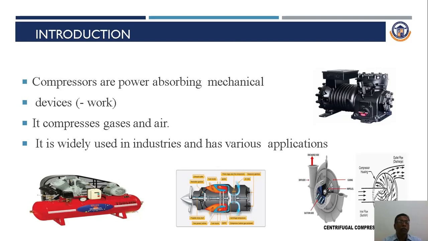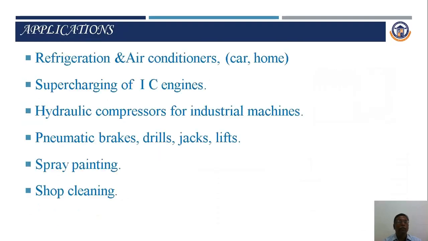The purpose of the compressor is to compress gases and air. Compressors are widely used in industries and other applications. Other applications include refrigeration and air conditioning systems. Such a compressor is known as a hermetic sealed compressor. At home we use it in the refrigerator and the air conditioner, and in your car also for the air conditioner. All these places use hermetic sealed compressors.